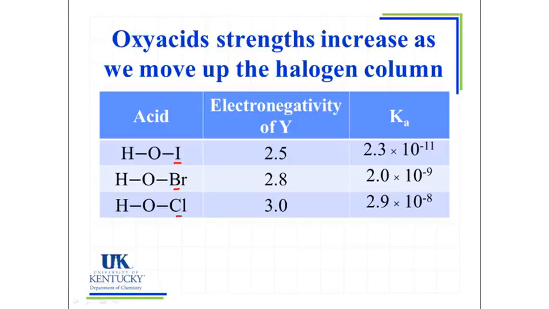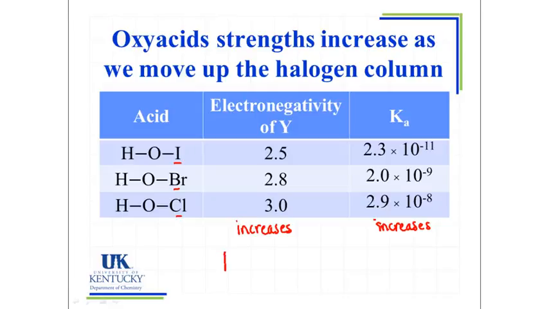Here I'm looking at HOI, HOBr, and HOCl. What I notice is that as I go from iodine, bromine, to chlorine, my electronegativity is increasing, and when my electronegativity increases, my acid strength also increases. And we can tell this by looking at our Ka values, 10 to the minus 11th, 10 to the minus 9th, and 10 to the minus 8th. The greater the Ka value, the stronger the acid, the more ionization that we will see from our molecule.